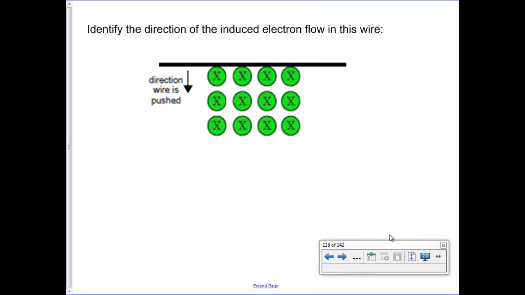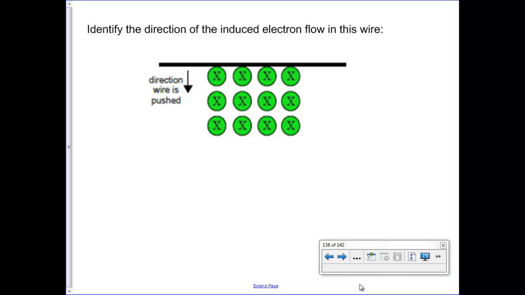Okay, so basically, test question for you guys. Let's say that the wire is pushed down. Now, by the way, the wire itself doesn't have to get pushed down. You could move the magnet up. Does that make sense? It doesn't actually matter who moves, wire down or magnet up.